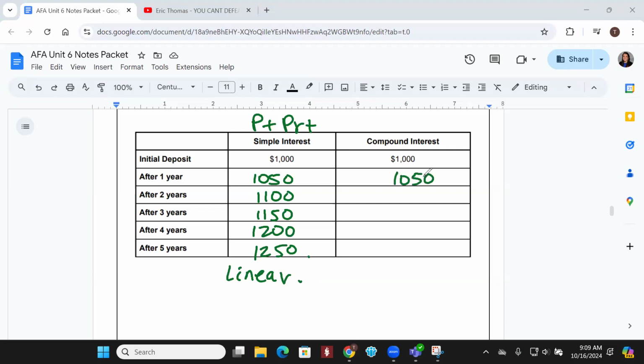Now, on the compound interest, a little different. It's 1,050, which is the same as the simple, because that's year 1. Okay, then it's 1,102.50, not too big of a difference. The next year, though, we get a little bit more. The next year, a little more. And then the next year, a little bit more. There's not that big of a difference. But if you invest more, you're going to see a bigger difference.